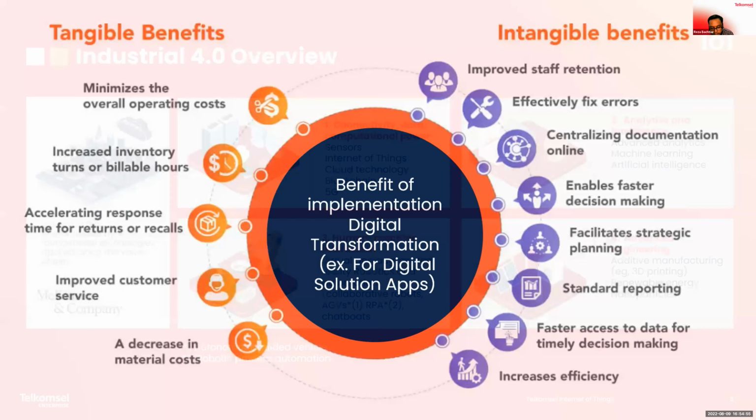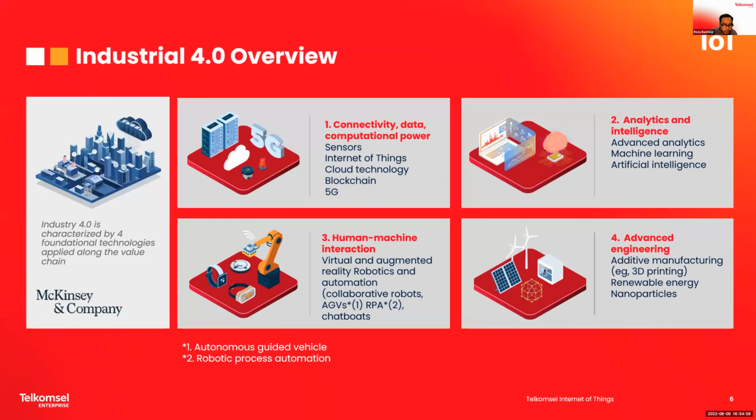And as we know, in Industry 4.0, based on McKinsey, there are 4 specific categories. First is connectivity, data, and computational power, like sensory devices, IoT, cloud, blockchain, 5G. The second is analytics. And the third is human-machine interaction, like collaborative robots, automation, and so on. And the fourth is advanced engineering, like additive manufacturing, such as 3D printing, nanoparticles, renewable energy.